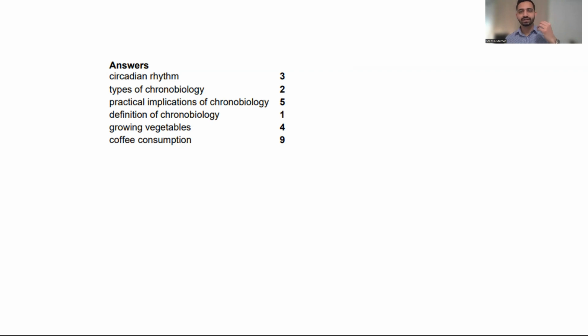Circadian rhythm is in paragraph 3. Types of chronobiology is paragraph 2. Practical implications of chronobiology is paragraph 5. Definition of chronobiology is 1. Growing vegetables is paragraph 4. Coffee consumption is paragraph 9. Okay. So this right here, you mastered the skill of scanning this information in different paragraphs.